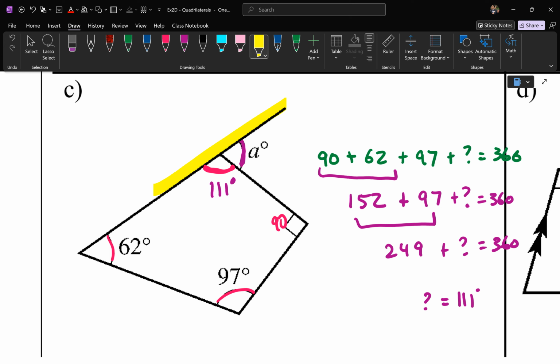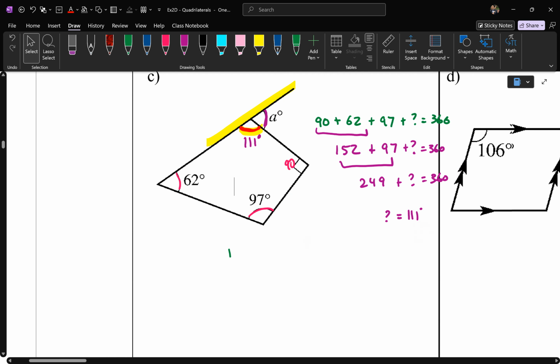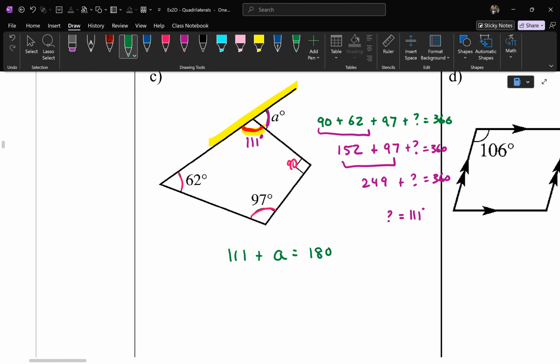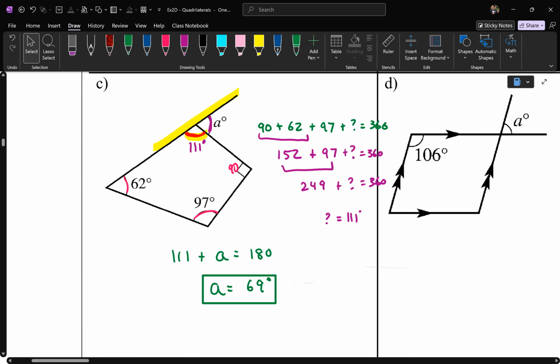Why? How do I find A? Supplementary, because it's a straight line angle there. Yeah, so if this is 111, what must A be? Very good. So 111 plus A must equal to 180 because it's supplementary. And here that is A is equal to 69 degrees. Very good.